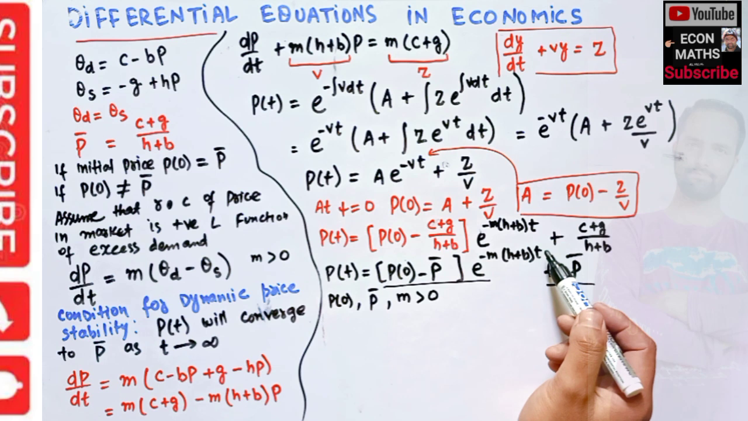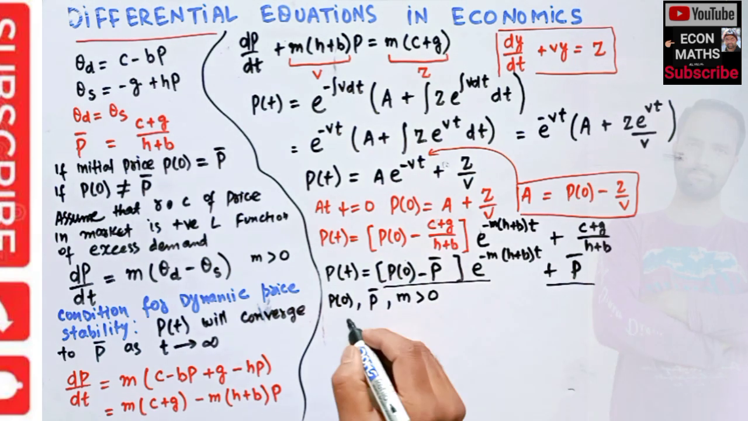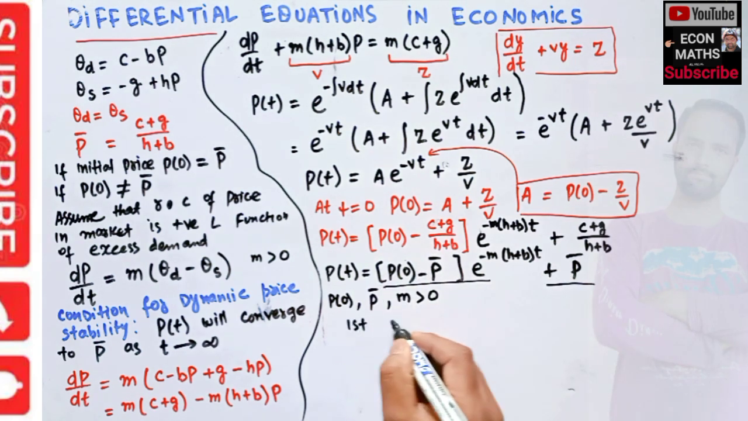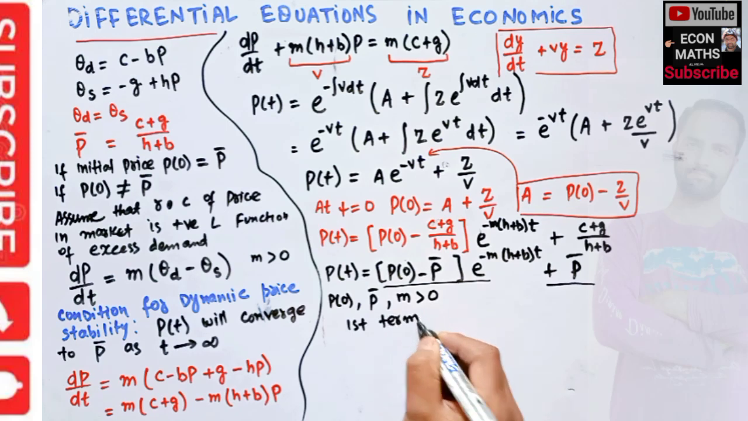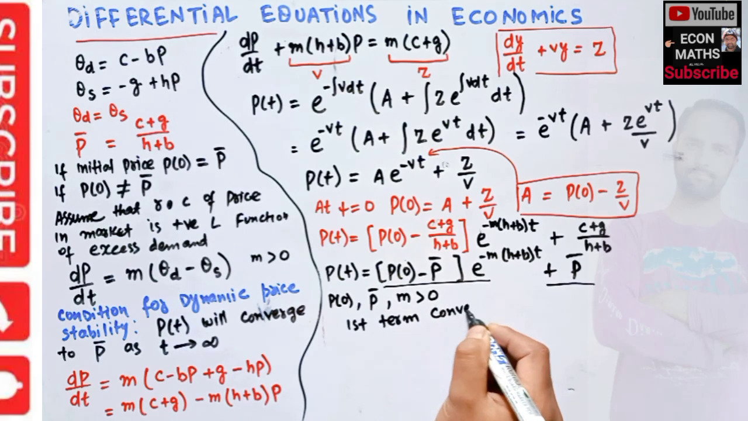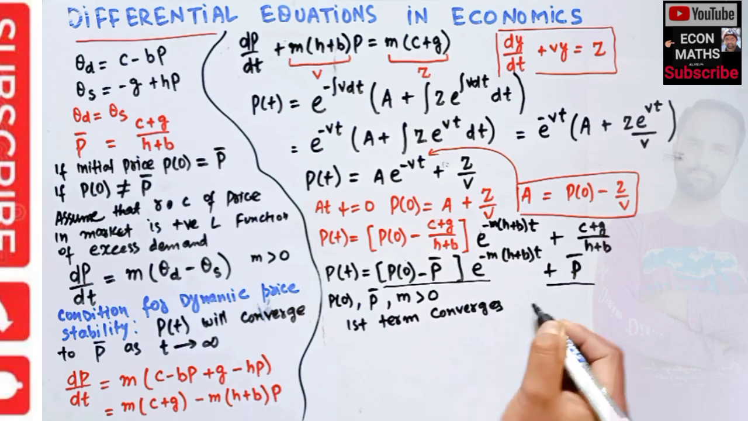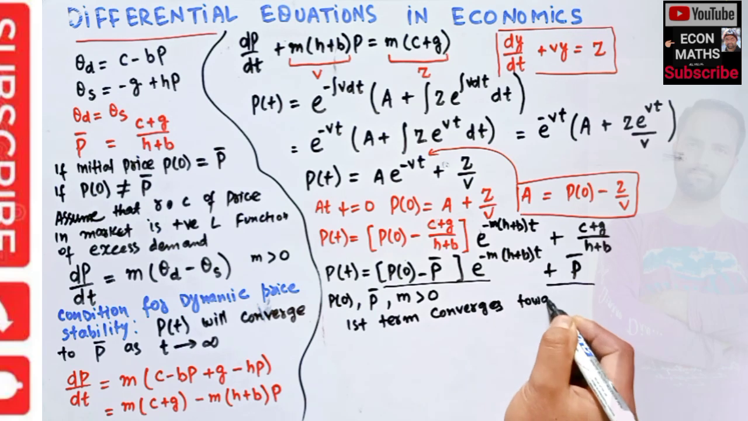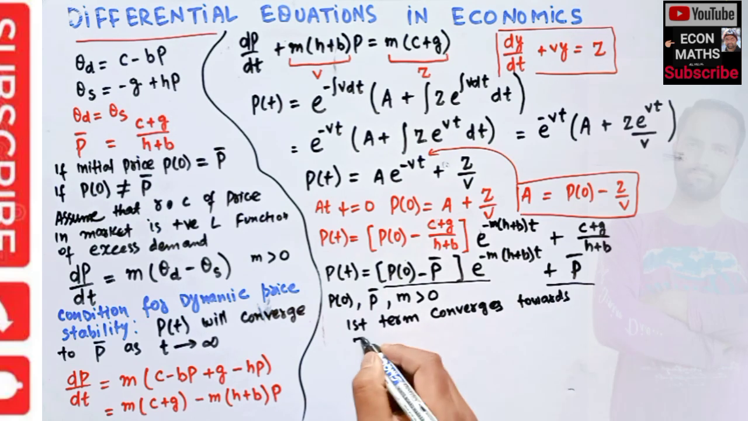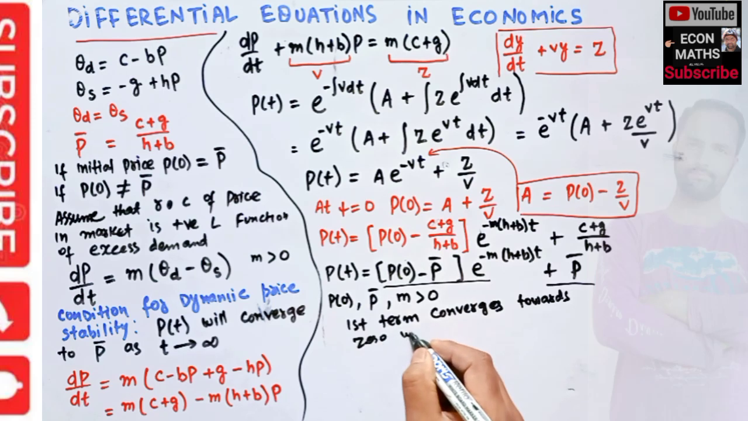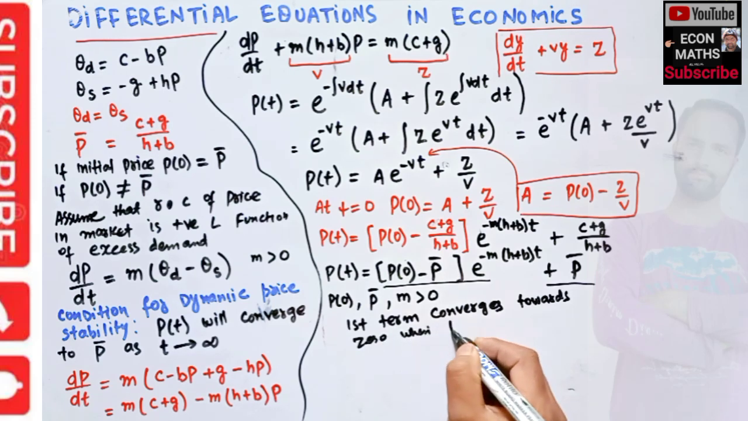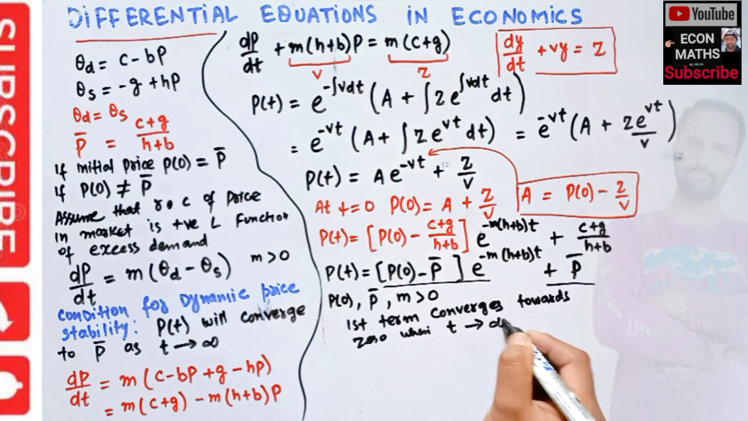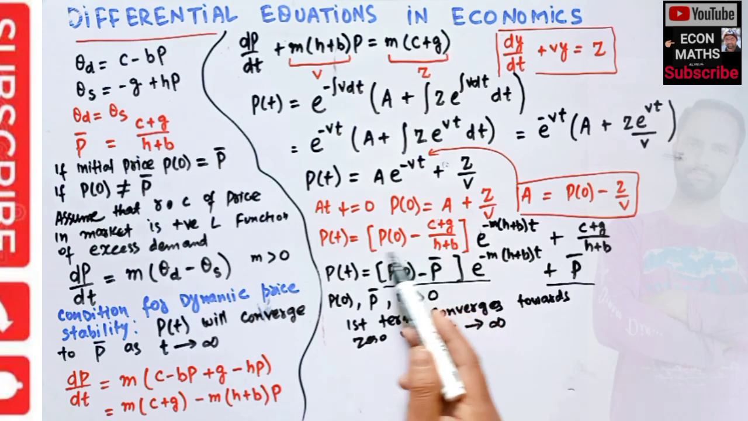Okay, so this first term, let me write it here. First term converges towards 0 when t tends to infinity. Okay, so this whole thing is positive here.